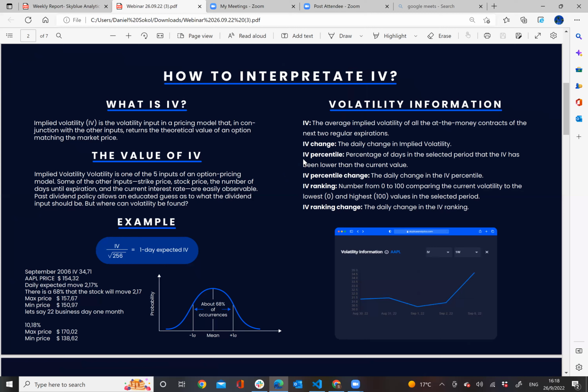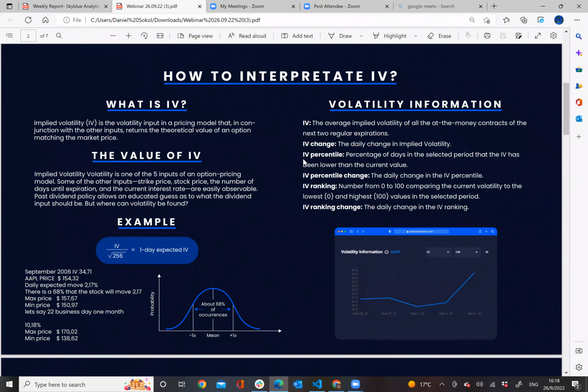Implied volatility percentile, here there are also many discussions where people say, okay, which one should I use? IV ranking or IV percentile? Well, you should use both, but from our point of view here at SkyView Analytics and in our models, we use more implied volatility percentile. Now I'm going to give you the reason.